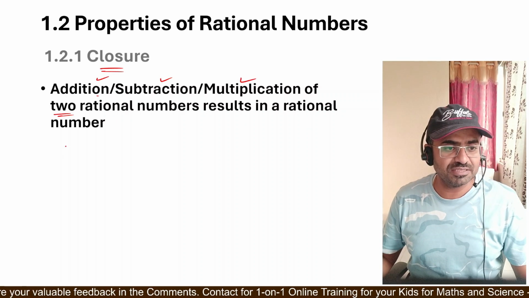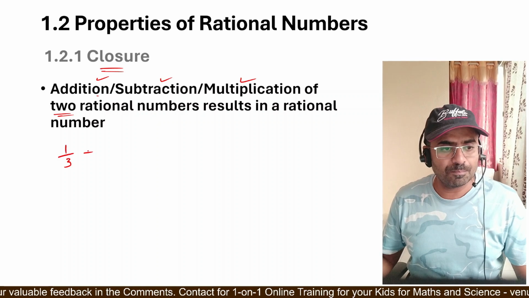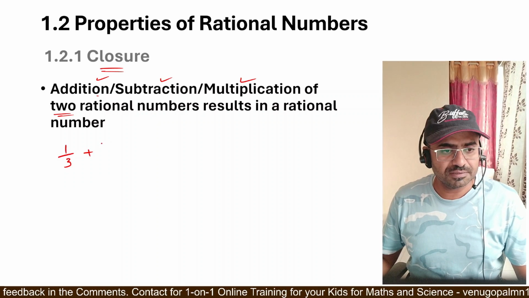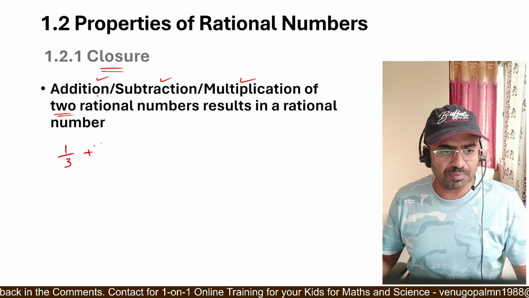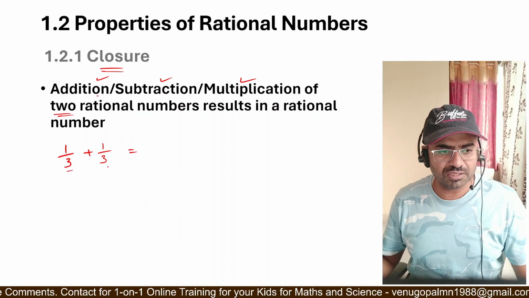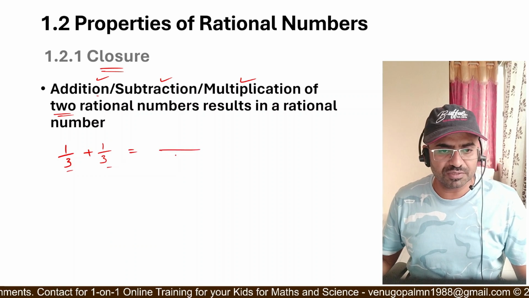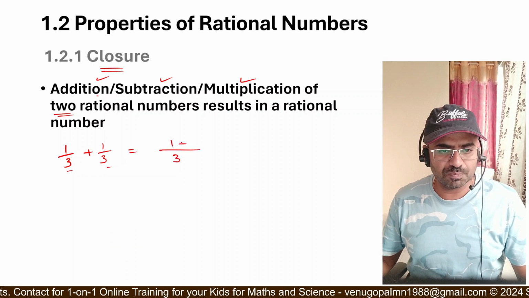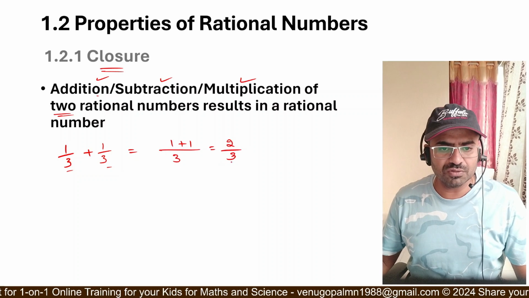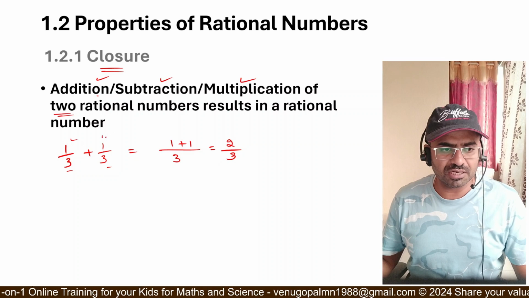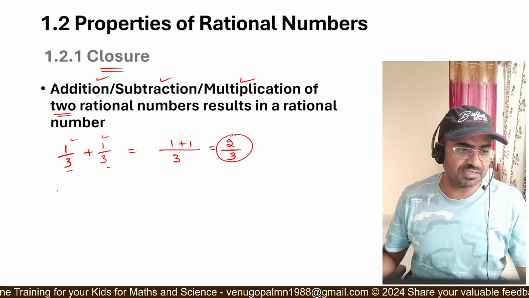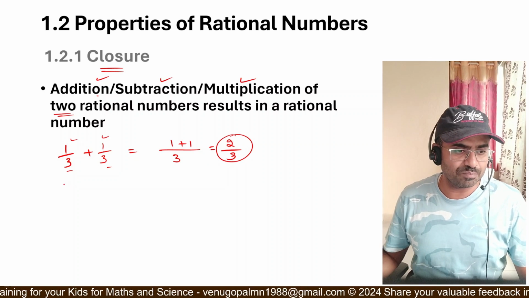What exactly does it mean? 1 by 3 plus, maybe, one more 1 by 3. You take an example of 1 by 3, which results in what? Since both the denominators are the same, you can say the LCM is 3. 1 plus 1 is equal to 2 by 3. So if you add two rational numbers, the answer will also be a rational number. That's what it says. Let us take another example.